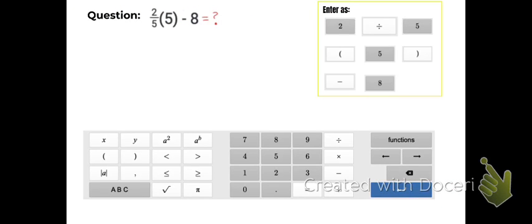Remember, when you're using the calculator on the state test, you put fractions in using the division symbol. So you'd put 2 divided by 5, and then times 5 in parentheses, minus 8.